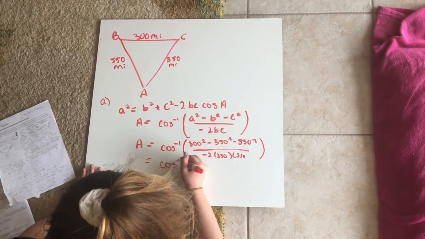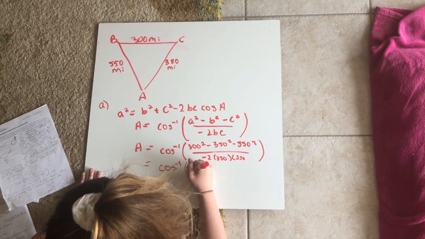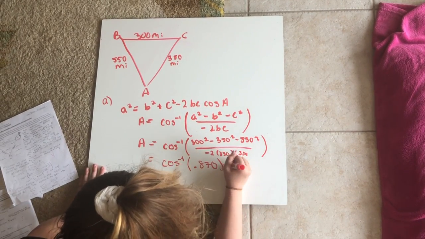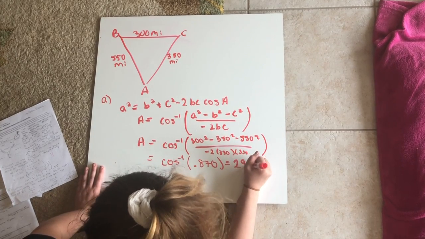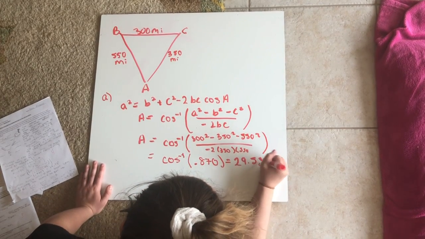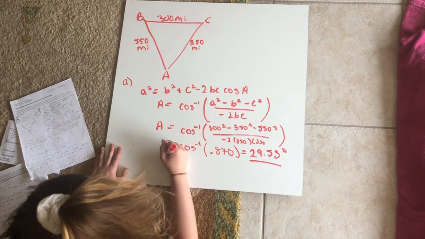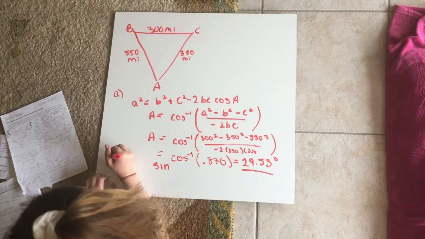After all the calculations in the parentheses, you get 0.870. So you take the cosine inverse and you get 29.53 degrees, which is the angle A at which the boat should turn to most efficiently get to remote island C.